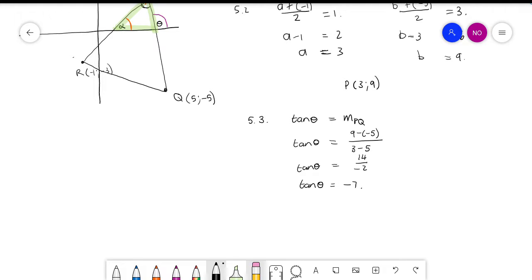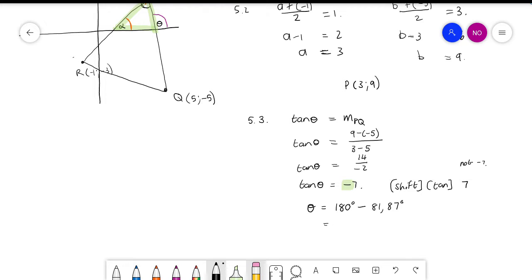Okay, now yesterday I told you guys the moment that you see a minus here, you have to know that you are going to say 180 degrees minus something. So now into my calculator, I just type in shift tan 7, not negative 7. So shift tan 7, not minus 7, and that gives me 81,87.